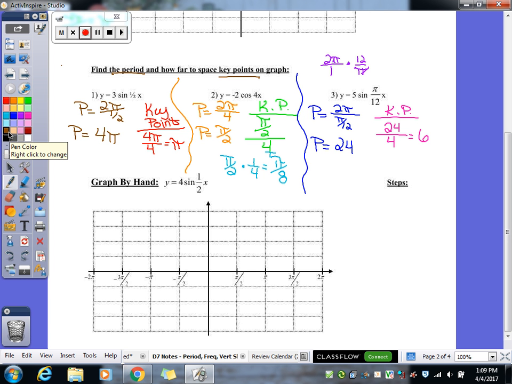Okay, so graphing by hand. Now we're going to start getting into our little bit more complicated trig curves. So the steps that we want to follow is, number 1, if you have it, you want to sketch your midline first. So if I look at my graph here, does this one have a midline? No, because there's no plus or minus anything at the end. So your midline is just your x-axis. You don't have to draw anything in for that one.